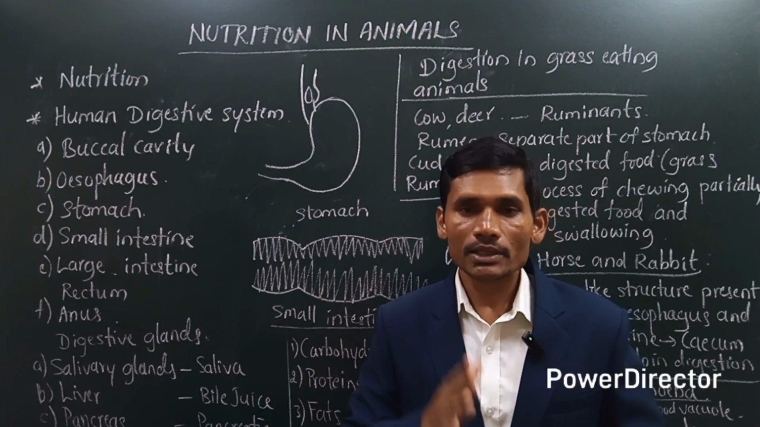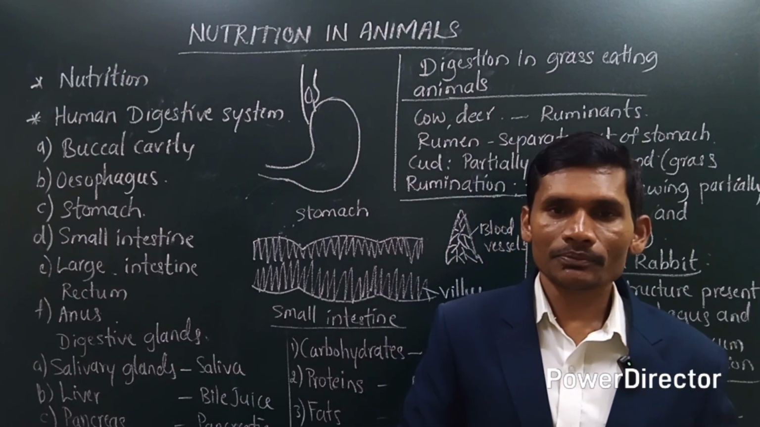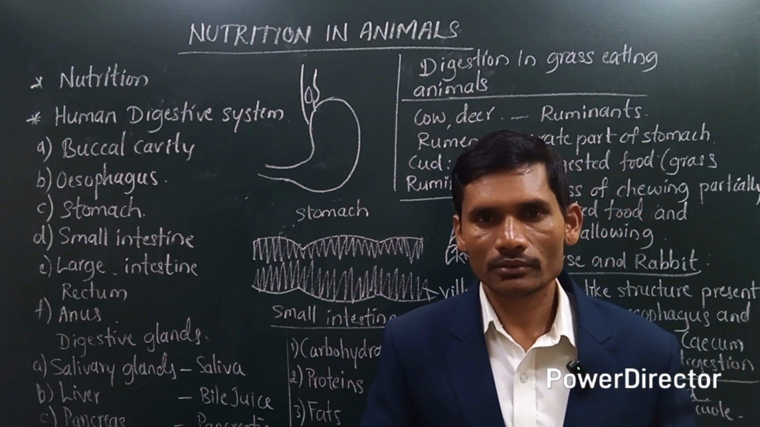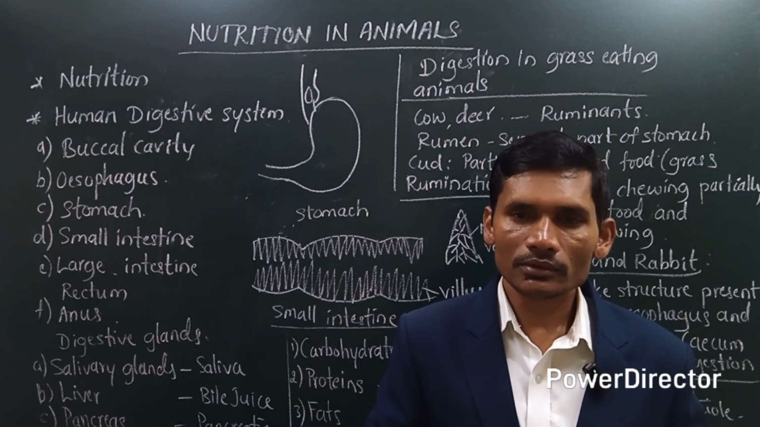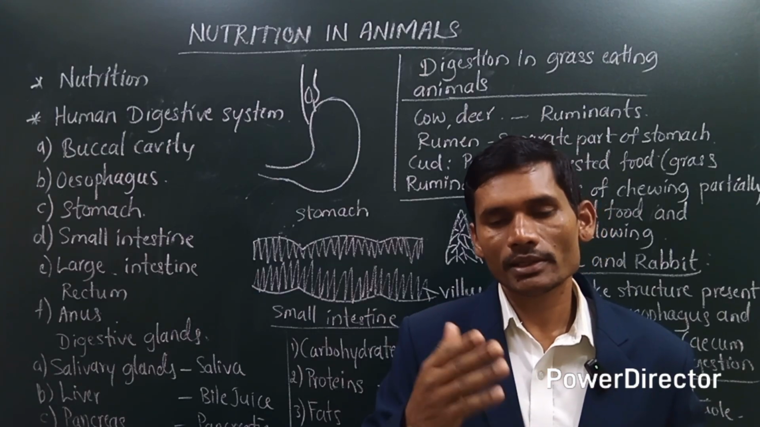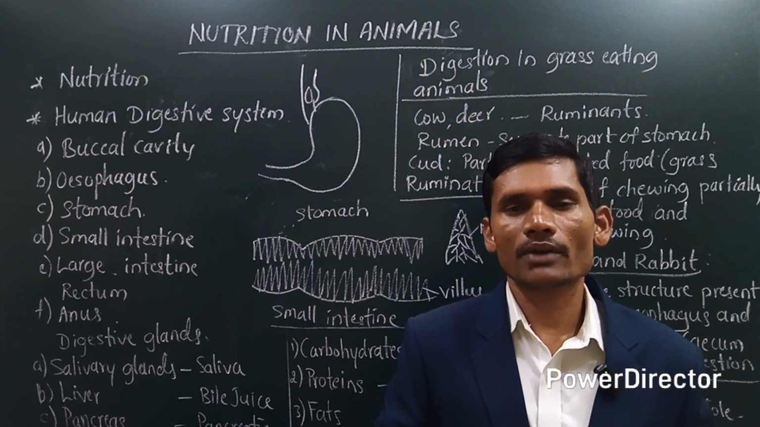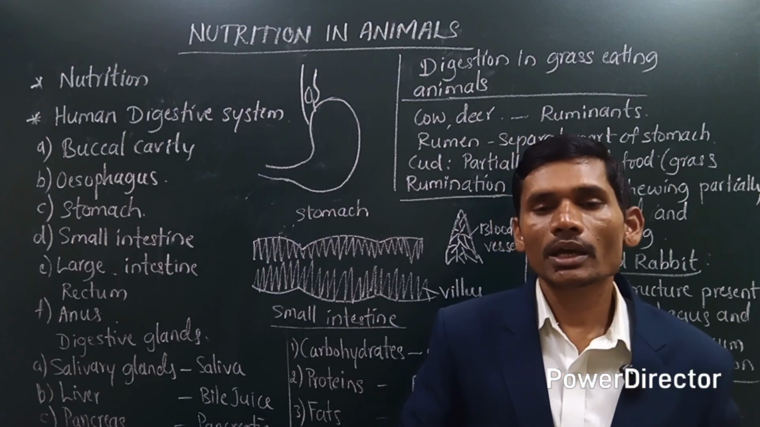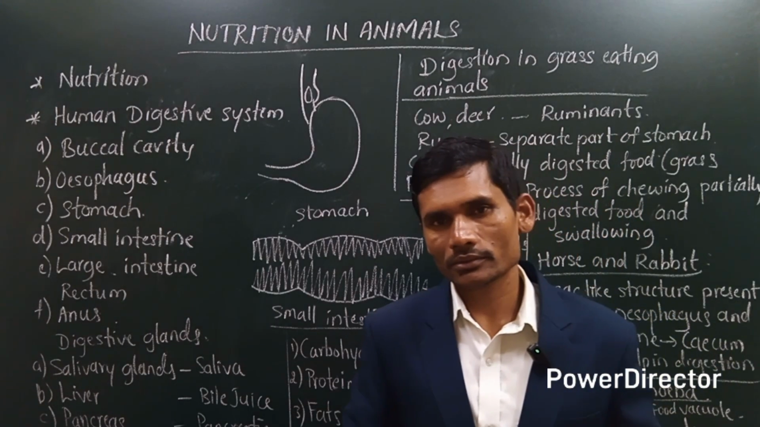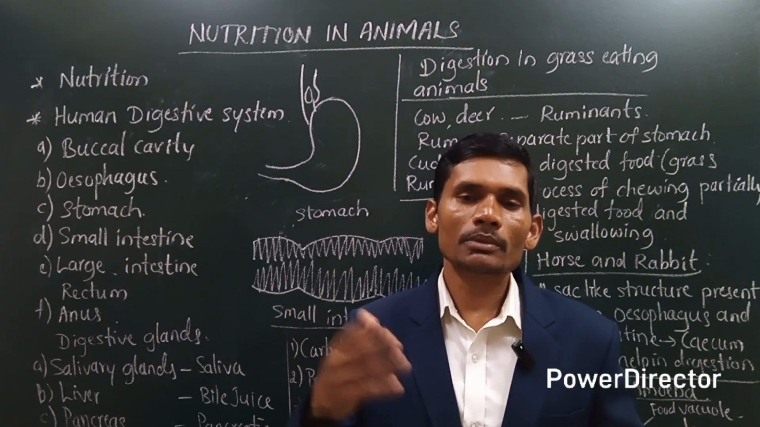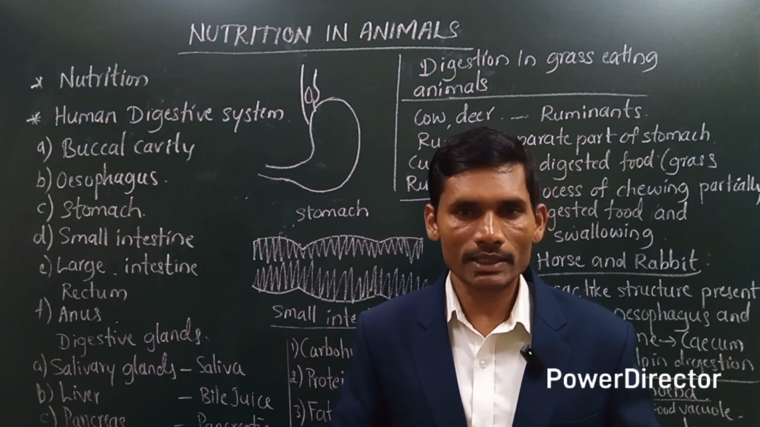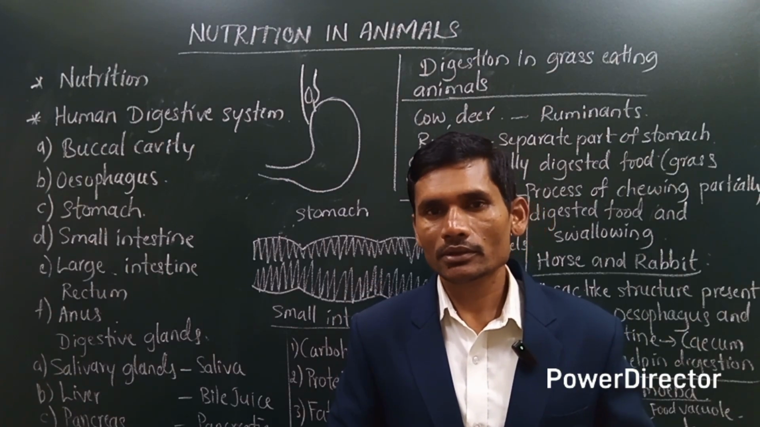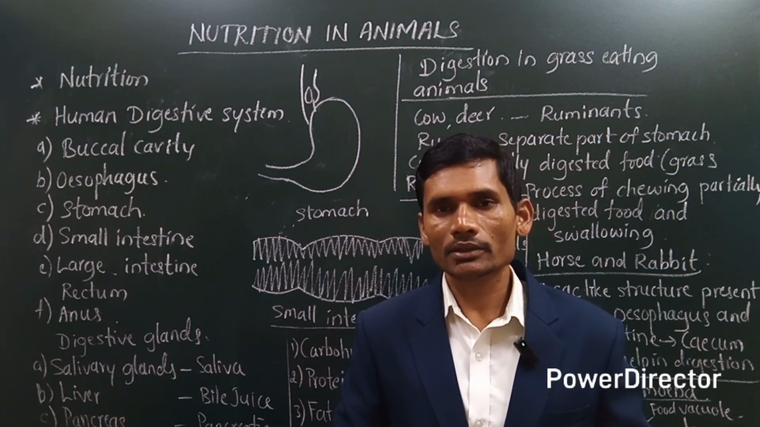Now one by one we will study in detail. Coming to teeth first, we have two types of teeth. One is milk teeth, which are lost after 6 to 8 years. Next are permanent teeth. Milk teeth will be lost and permanent teeth will replace them. We have different types of teeth there.